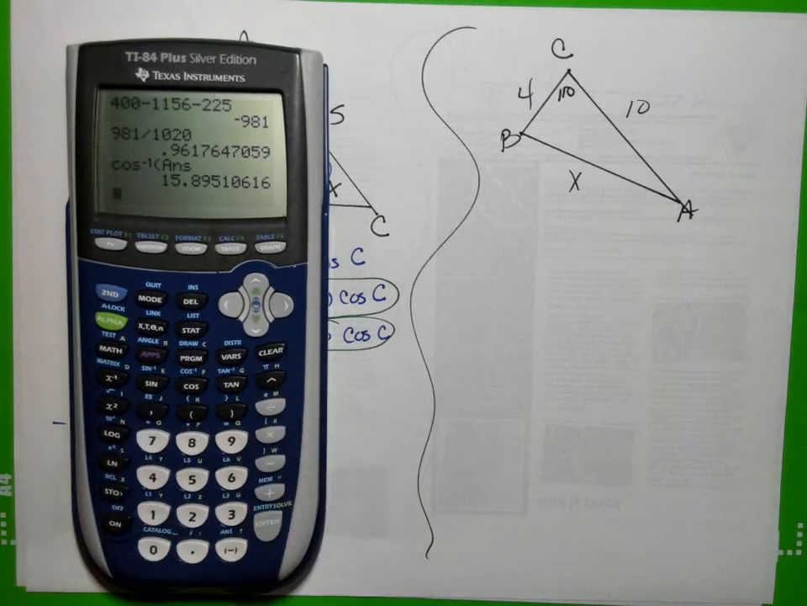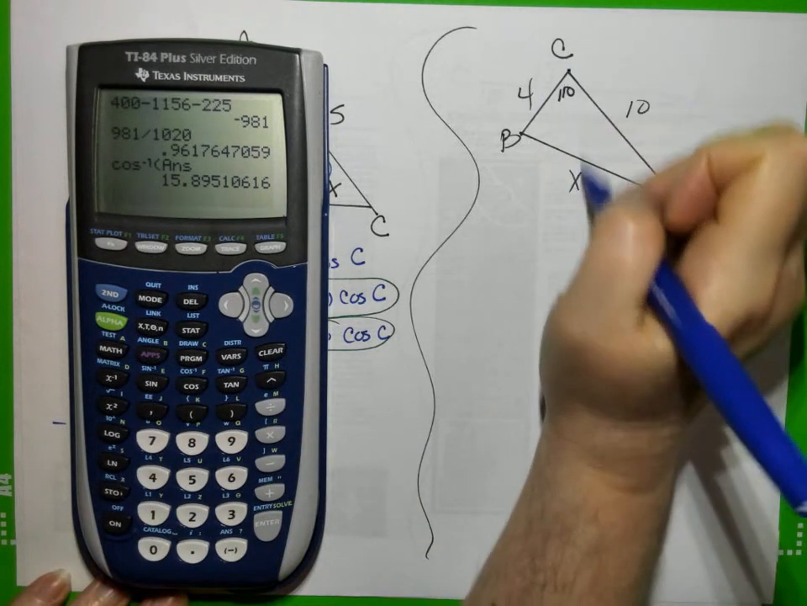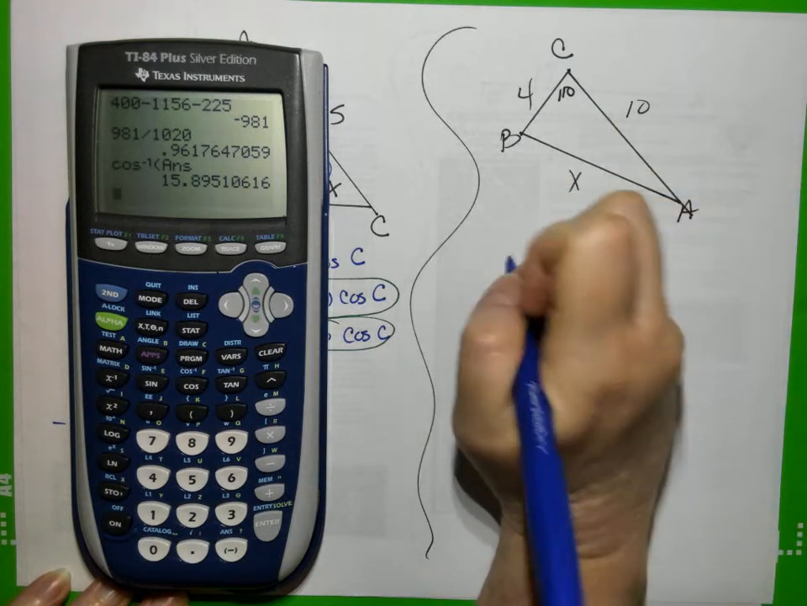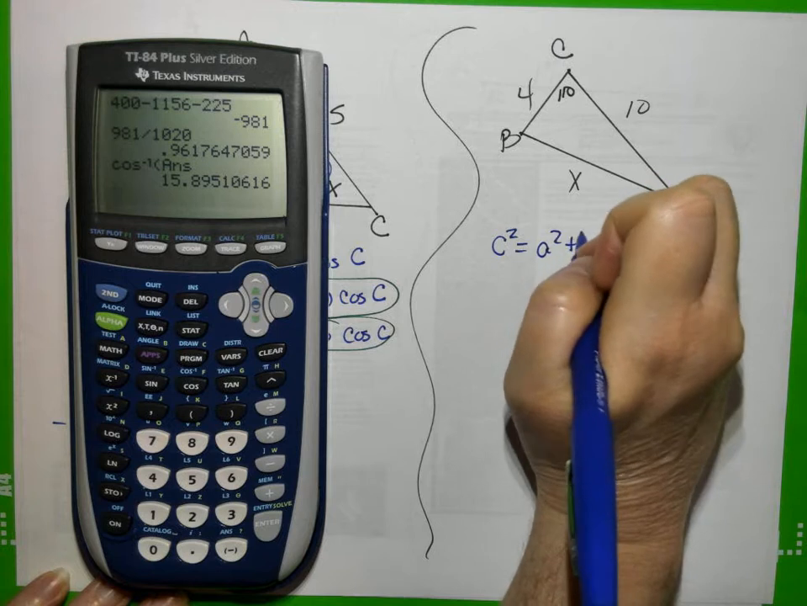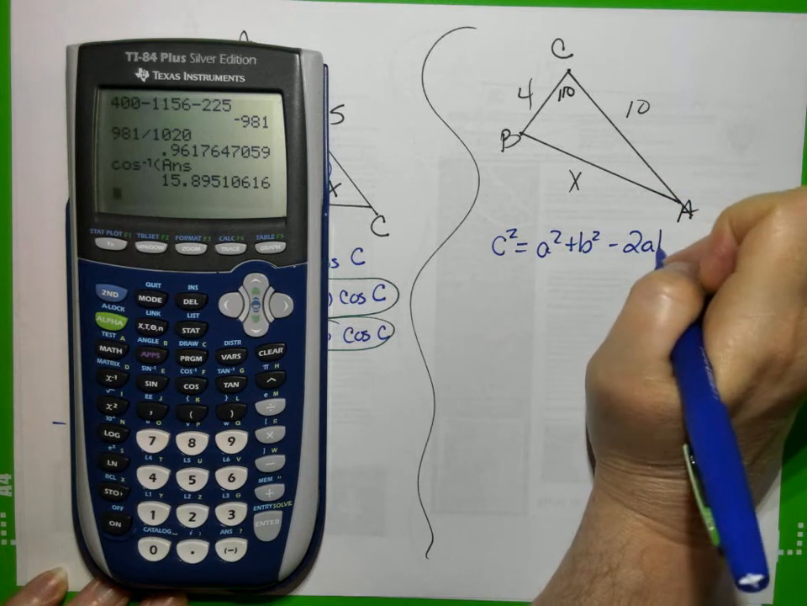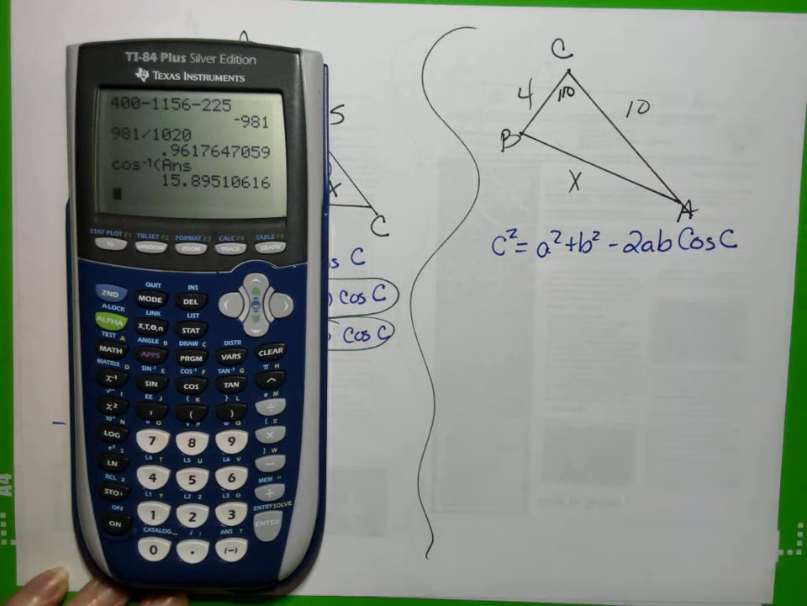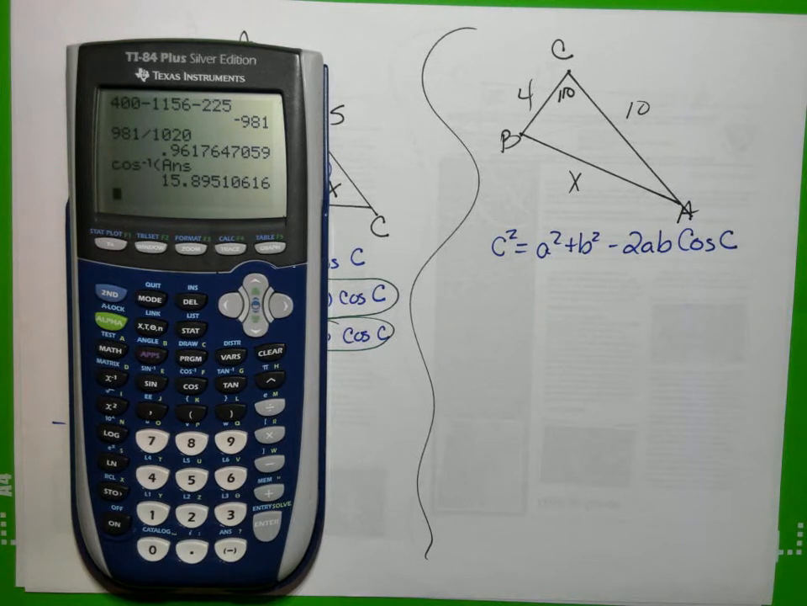Okay. Oh, this one we're asked to find a side. I kind of like this. I'm asked to find side C this time, so I'm going to use the same formula. C squared is a squared plus b squared minus 2ab cosine of C. And now I'm going to plug in what I know.